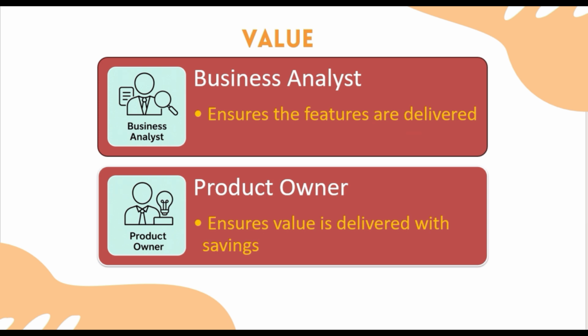Along with that, the BA is going to measure whether the solution actually solved the business problem or not. But the PO is going to measure whether the product delivered is delivering value in terms of the effectiveness of the product or the feature. For example, whether claims processing has been improved, customer satisfaction has improved, or the cost is reduced.